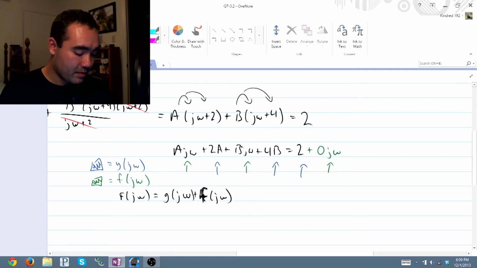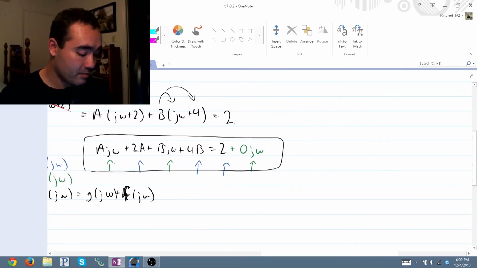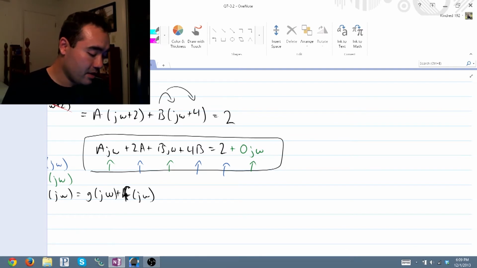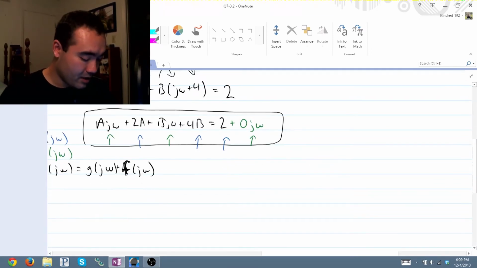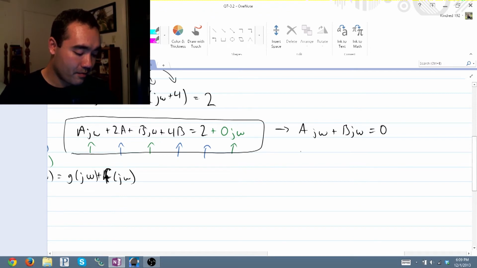Right, and using this property, we can turn this equation into two separate equations, and we can take our two unknowns, a and b, and solve for them as a linear system. So we'll go ahead and split them up. We're going to say that a j omega plus b j omega equals 0. We have 2a plus 4b equals 2, and that's important. You don't want to forget that constant.